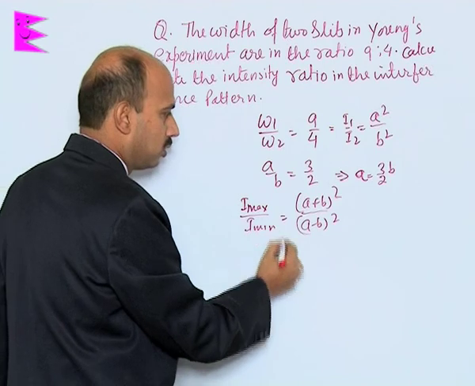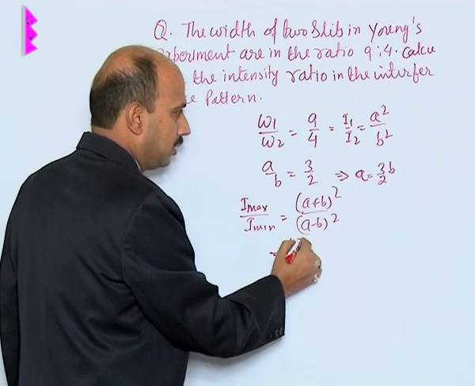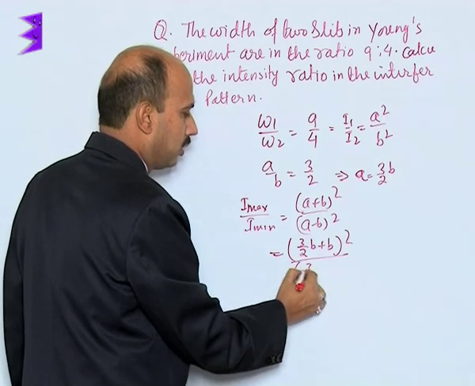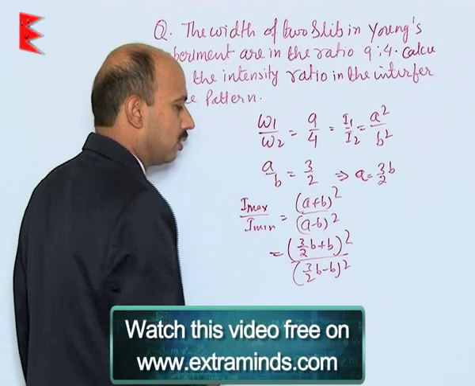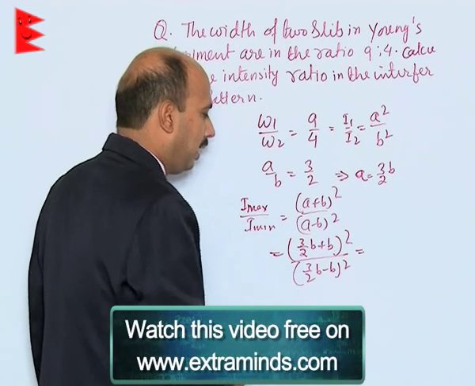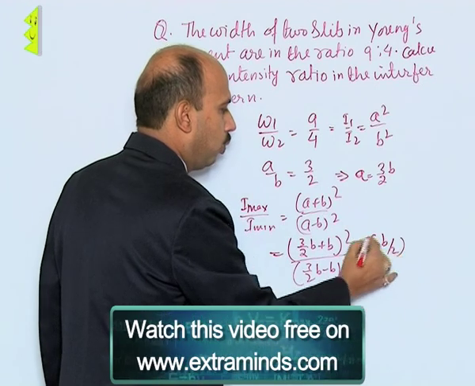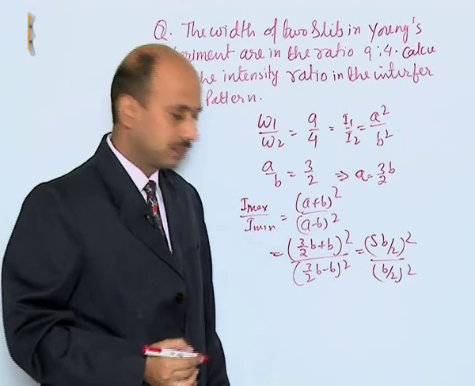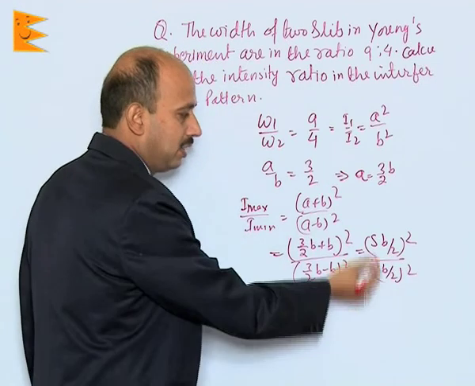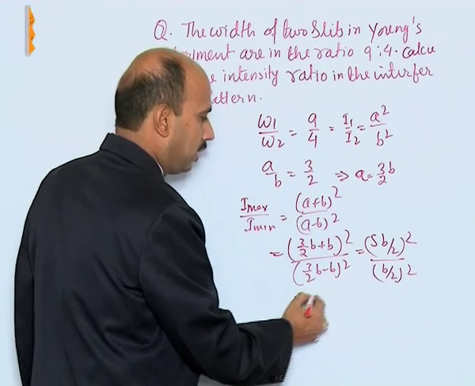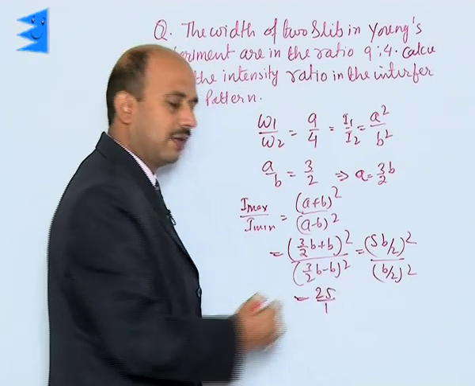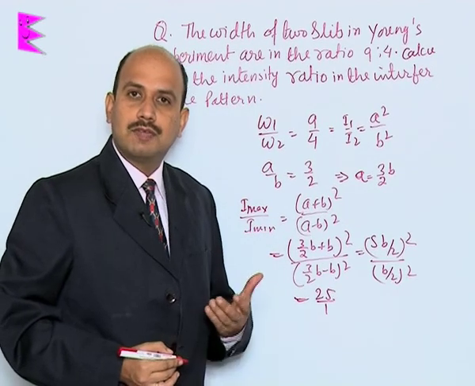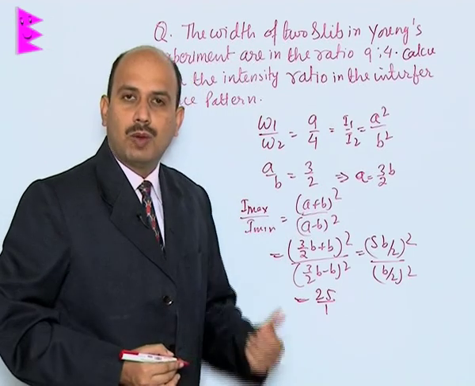So here we can put in place of A: (3 by 2 b plus b) whole square upon (3 by 2 b minus b) whole square. That can be written as (5b upon 2) whole square upon (b upon 2) whole square. So now everything will get cancelled, we will be getting b square, and by solving we will get 25:1. So the ratio of maximum intensity and minimum intensity in the interference pattern is 25:1.